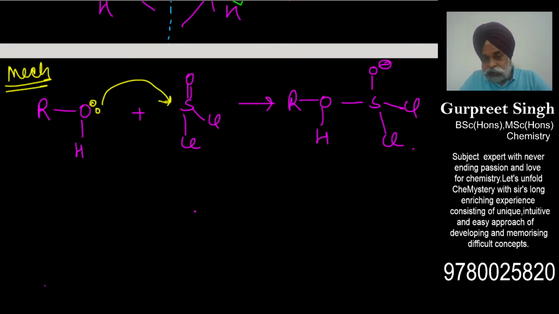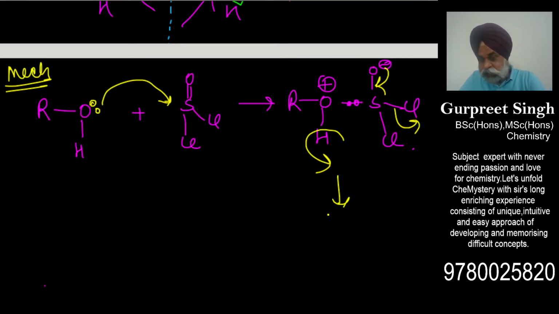Now see, this is what you are going to get, and here you would get the positive charge. These are the lone pairs of electrons of oxygen which attack the sulfur, and now this comes back, this goes out, so that this oxygen would not get the positive charge, and along with it this Cl negative also goes out.